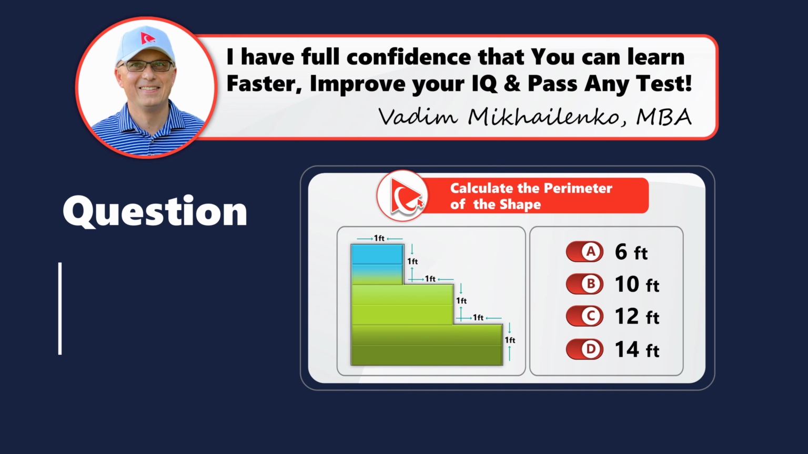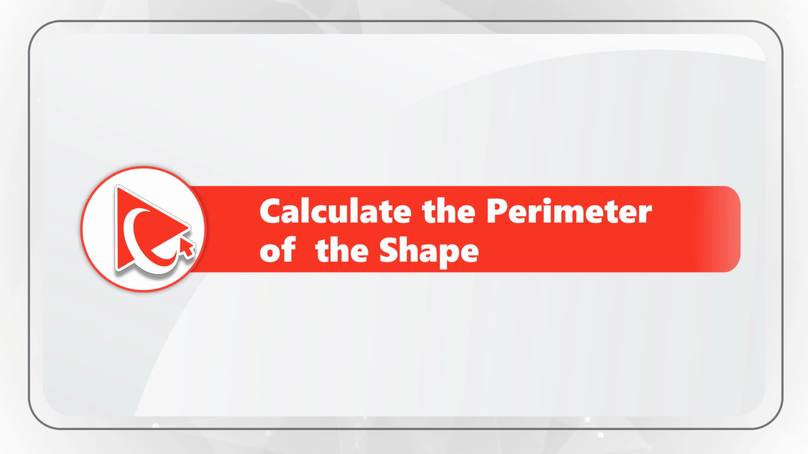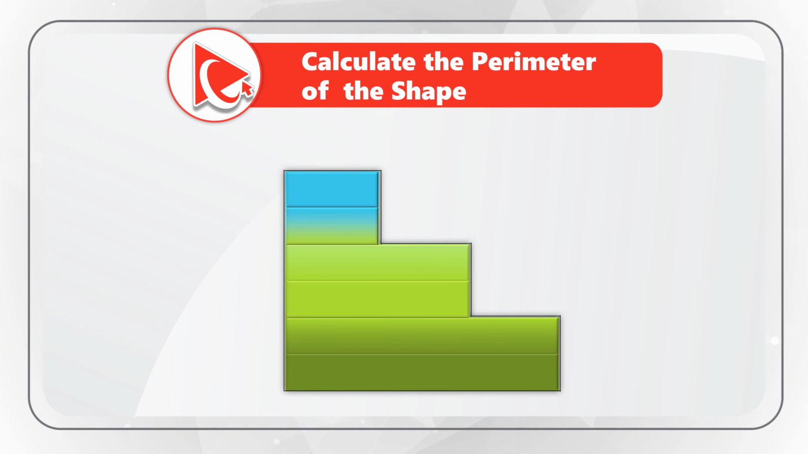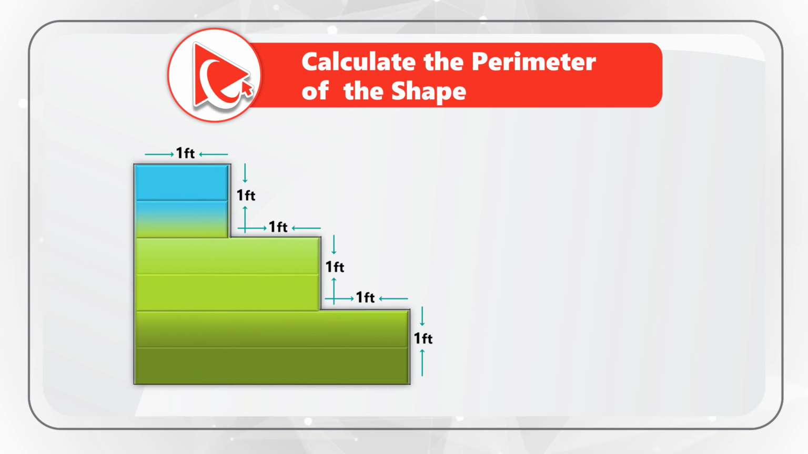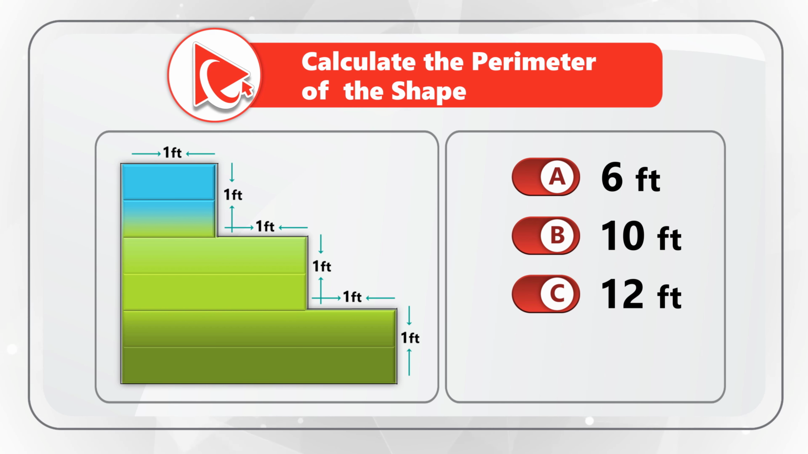I love this question because it tests your spatial reasoning, and if you try to solve it on your own, it boosts your IQ and intelligence. You're presented with an unusual looking shape, which has some measurements, and you need to calculate the perimeter of the given shape and select it out of 4 possible choices. Choice A, 6 feet. Choice B, 10 feet. Choice C, 12 feet. And last but not least, choice D, 14 feet. Take a close look to see if you can calculate the answer.